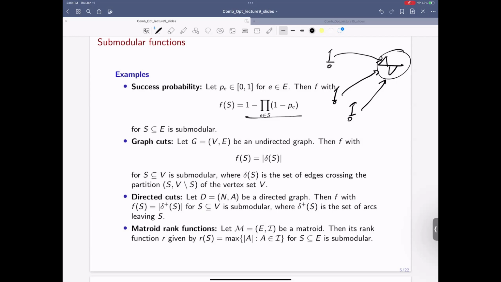So you have a graph, and you take a subset of vertices and measure the set of edges that cross this subset. You have a partition of the vertex set, and you count the number of edges crossing the partition. That is a cut. It's a submodular function.